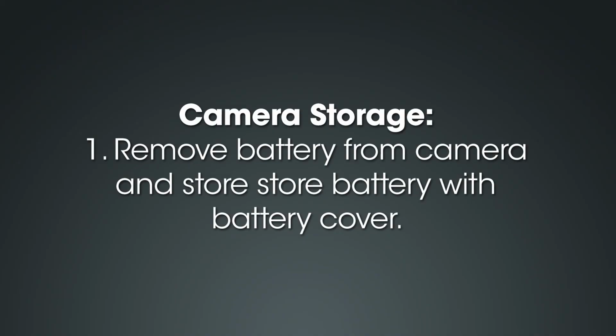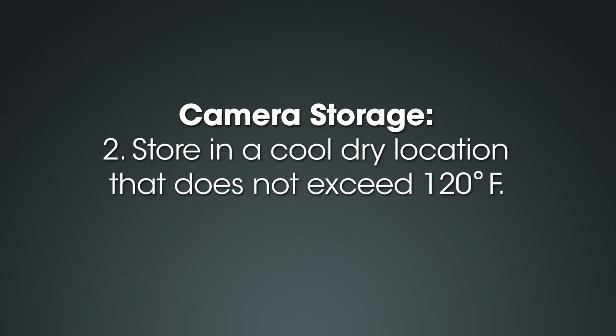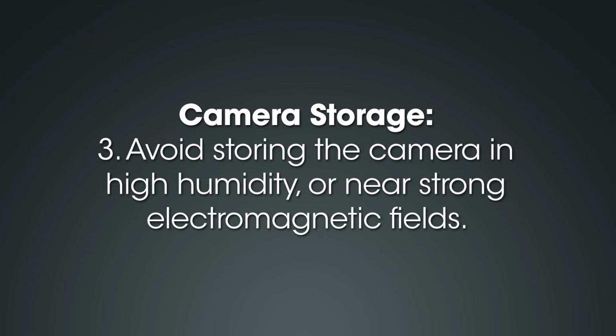Your Nikon D7200 is a sophisticated camera and will need some basic care and maintenance to keep it in good working condition. Here are some tips for storing your camera. First, when the camera will be stored for long periods of time, remove the battery and use the battery cover. Next, make sure that the storage location is cool and dry and does not get exposed to temperatures above 120 degrees Fahrenheit. Avoid storing the camera in areas with high humidity, near televisions, radios, or other equipment that produces strong electromagnetic fields.